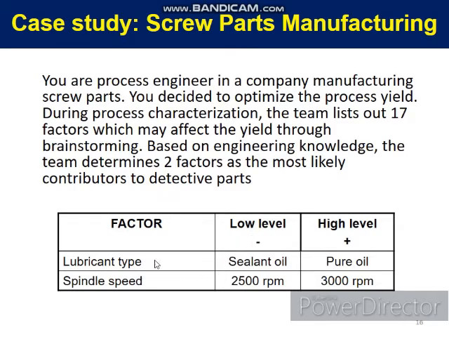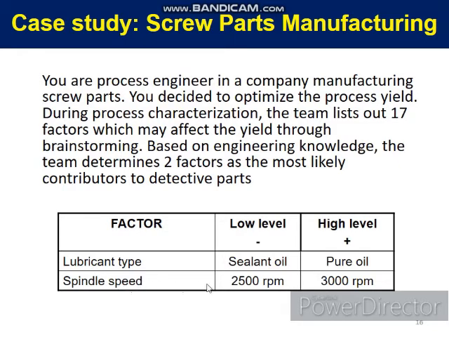So the levels for the lubricant type will be sealant oil and pure oil. So that's when you have a categorical factor as such, right? So the low level and high level is not referring to low grade and high grade, but it's referring to different types of lubricant, right?